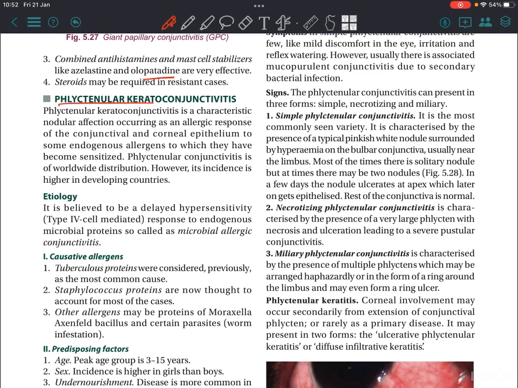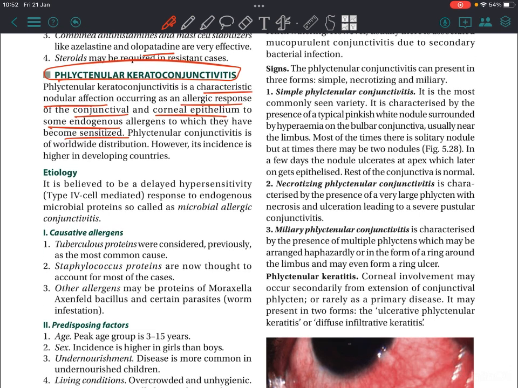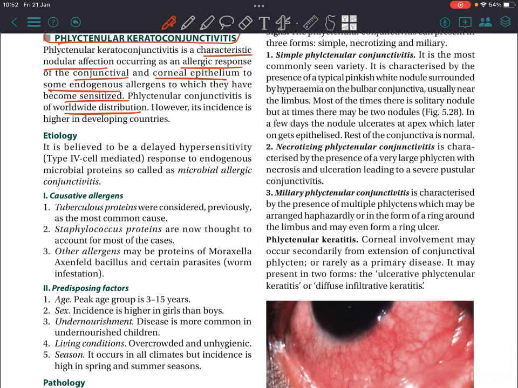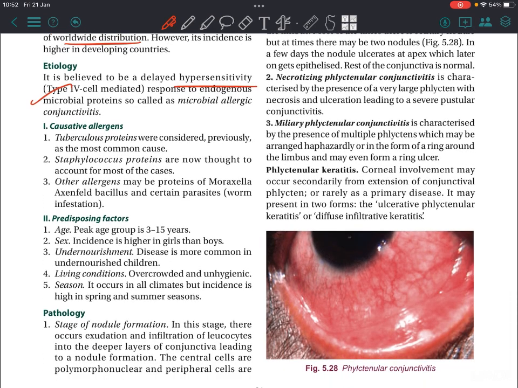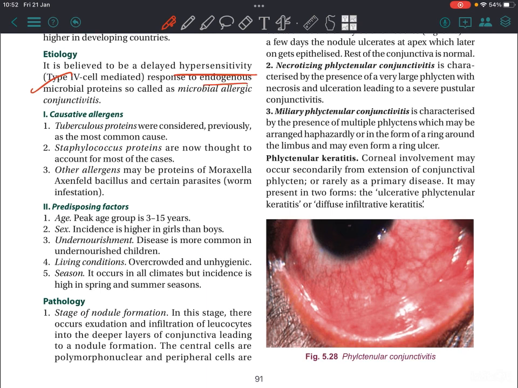Phlyctenular keratoconjunctivitis. It is a characteristic nodular affection occurring as an allergic response of the conjunctival and corneal epithelium to some endogenous allergen to which they have become sensitized. Phlyctenular conjunctivitis has a worldwide distribution, however its incidence is higher in developing countries. Etiology: type 4 hypersensitivity, a delayed hypersensitivity mediated response to endogenous microbial proteins, in microbial allergic conjunctivitis.